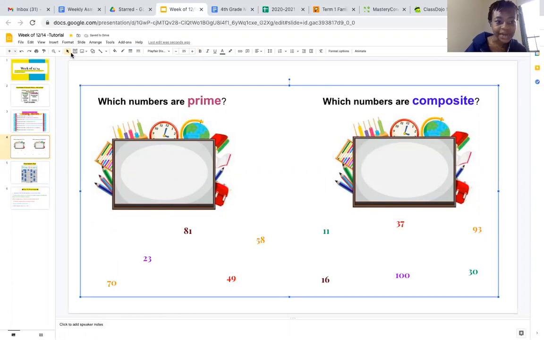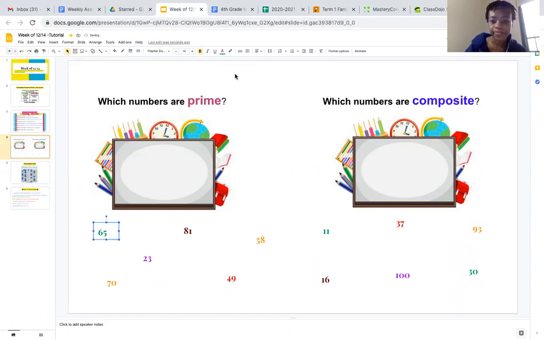Oops, it isn't allowing me to do this. So let's just go back a second here. Okay, and then we're going to enter these in. So here we have 65 is definitely composite. So we're done with 65 here.